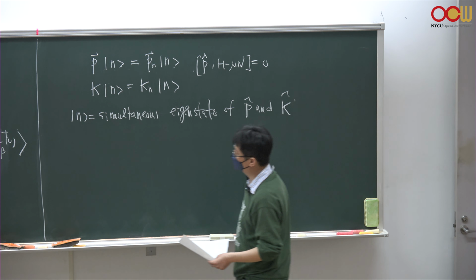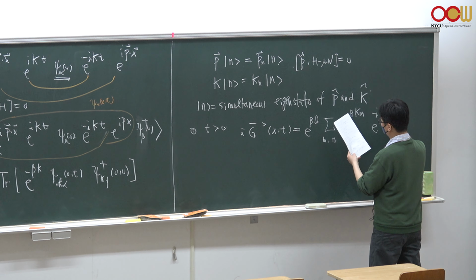So if t is positive, then we get the G greater function, and you simply insert this complete set of eigenbases.